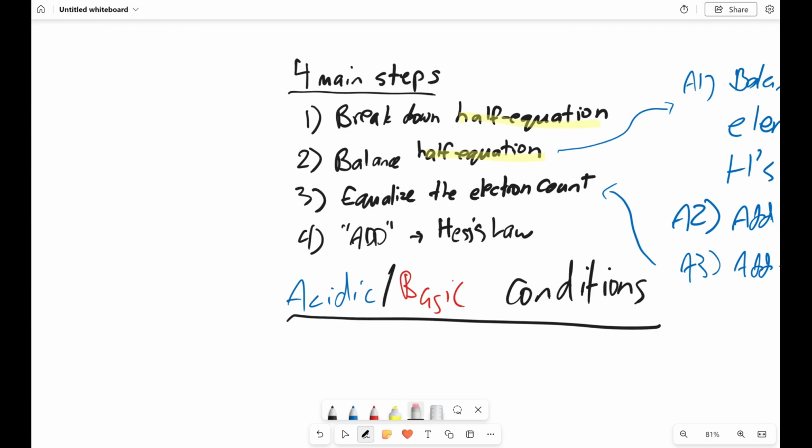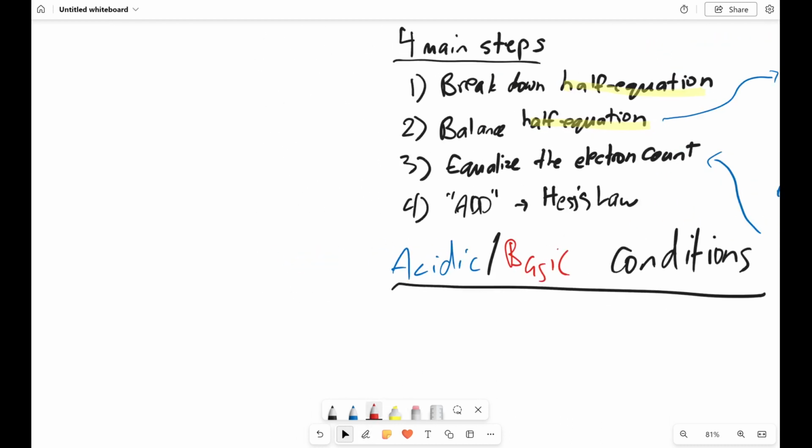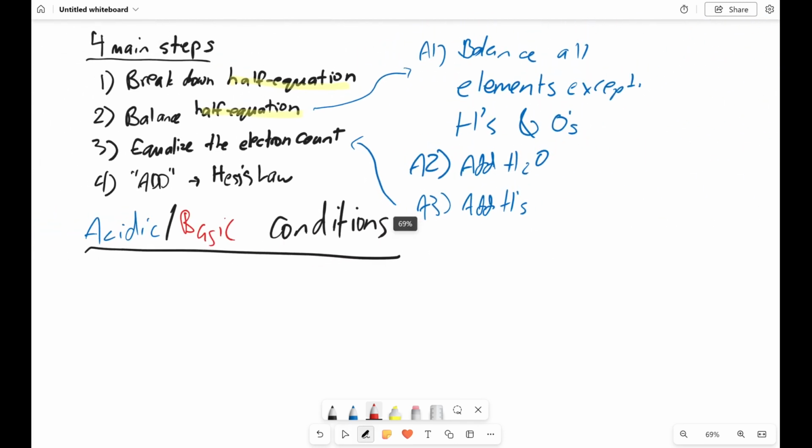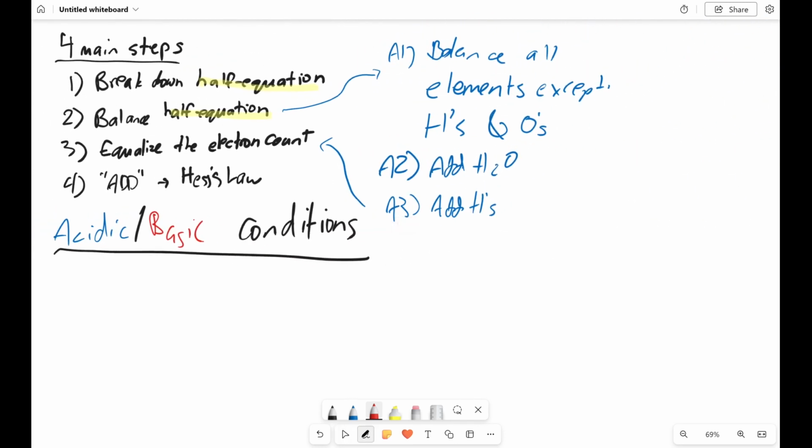Then let's consider it in basic conditions. Once again, everything's going to be the same, but there's only going to be a little extra. Basically, what the bases are going to do is be the exact same, and we're even implementing all of the exact same steps.